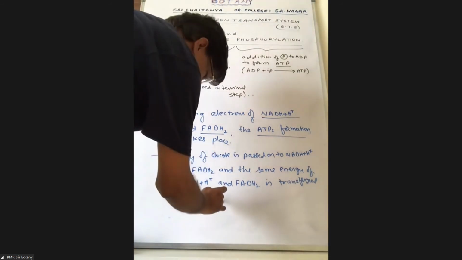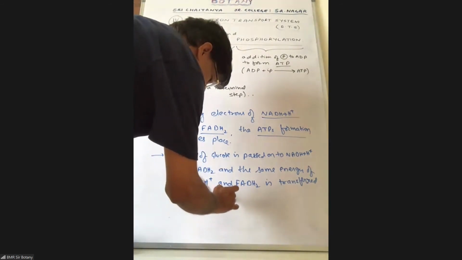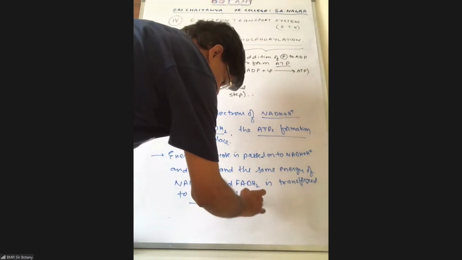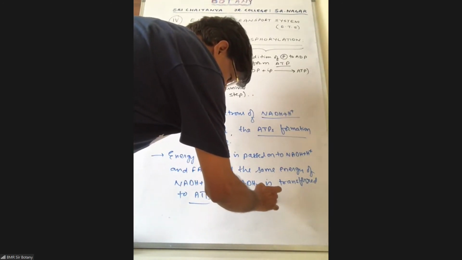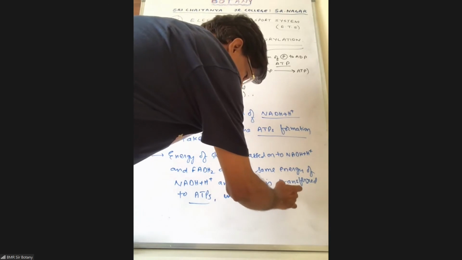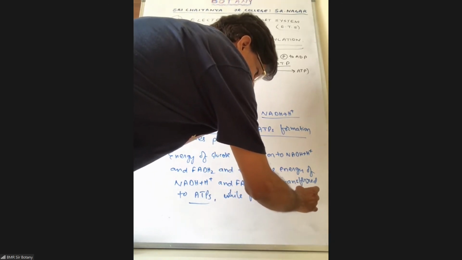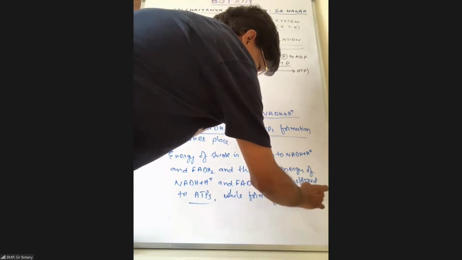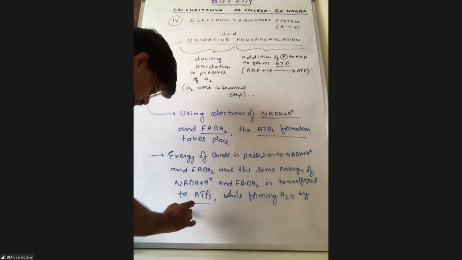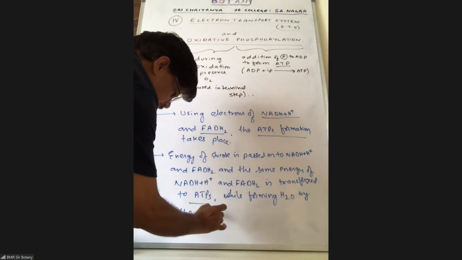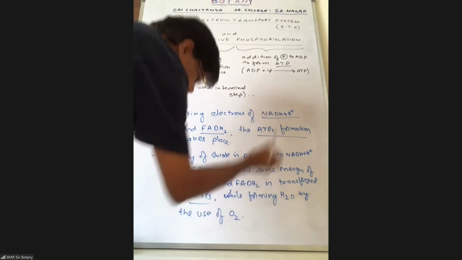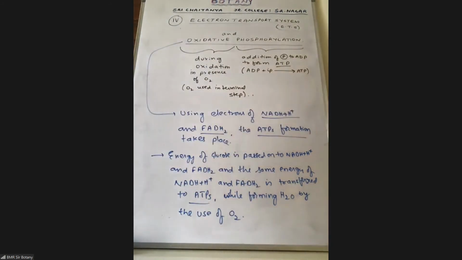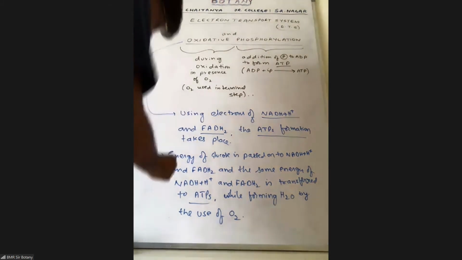While forming water molecules by the use of oxygen. This is what is going to happen in electron transport system. Guess and tell me, where does it occur?